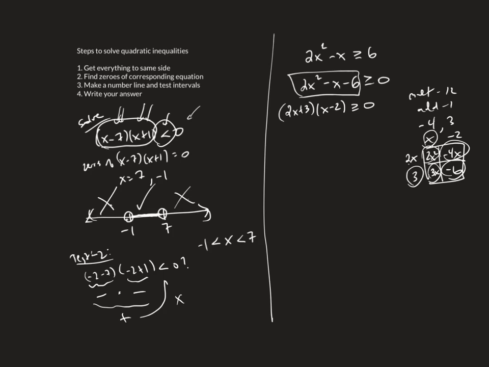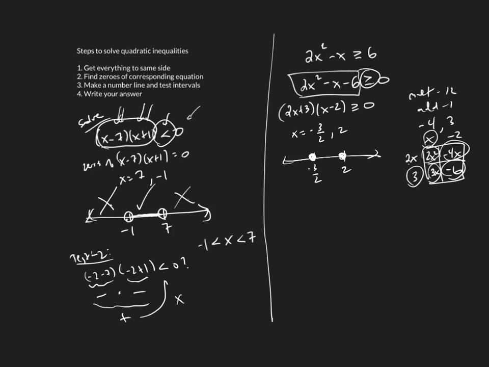So the zeros of that would be negative 3/2 and positive 2. So I'm going to draw my number line. Negative 3/2, positive 2. It's included this time, so I'm going to put a closed circle on there. And then I'm going to test numbers.